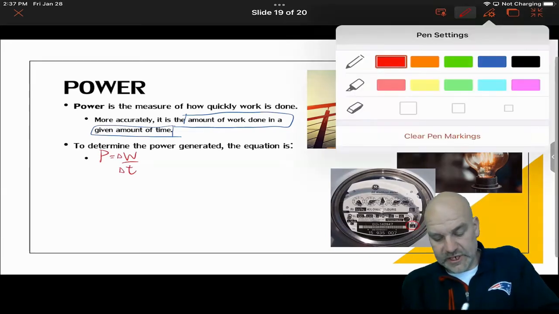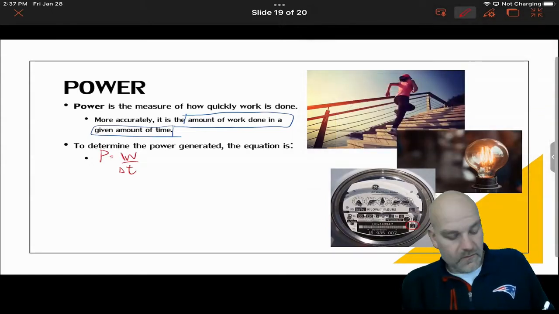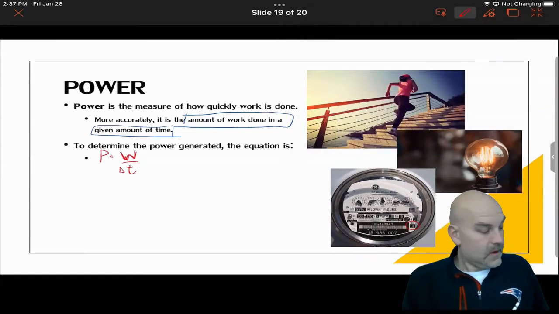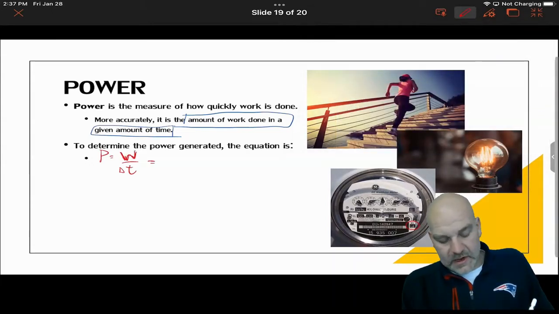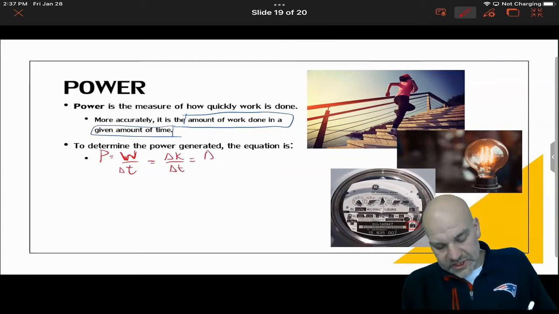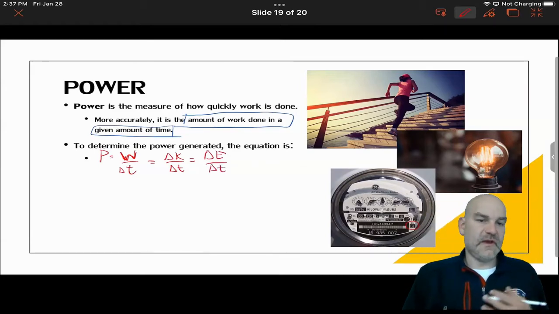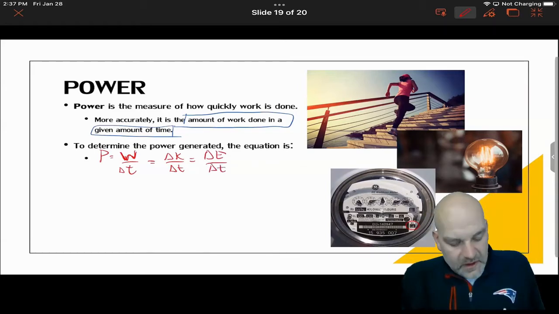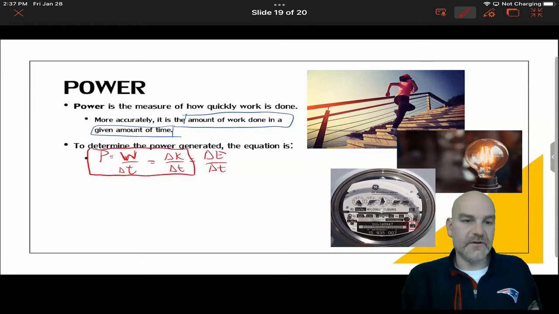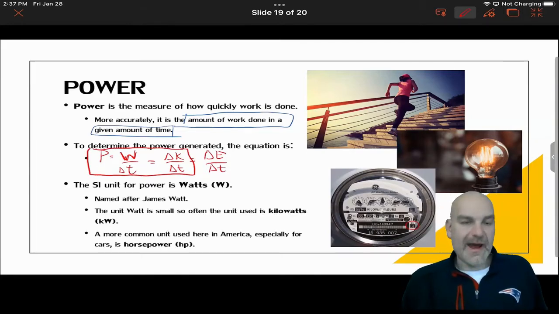It's rarely ever a change in work. You would get work over time. But remember that work is also equal to change in kinetic energy over time. So you can go down this whole relationship, and ultimately you can find that it's the change in energy over time, the change in potential energy over time. But here in AP Physics 1, we're just generally in this area.